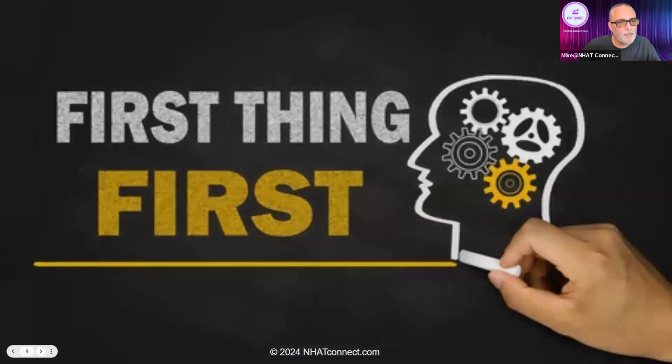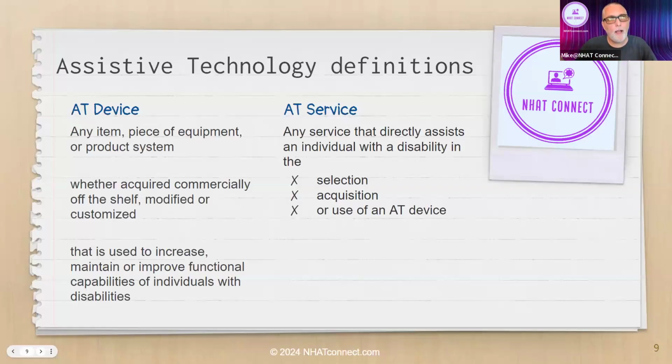And of course, to set the stage a little bit, set the stage, not even pun intended, just worked out that way. Here's the definitions from IDEA about an assistive technology device, assistive technology service. Like Jen mentioned, our focus today is going to be on the right side there, the AT service piece. Any service that directly assists that individual with a disability in the selection, acquisition, or use of an assistive technology device.